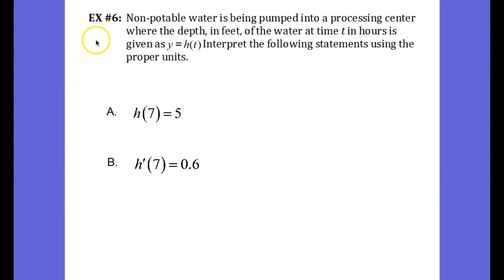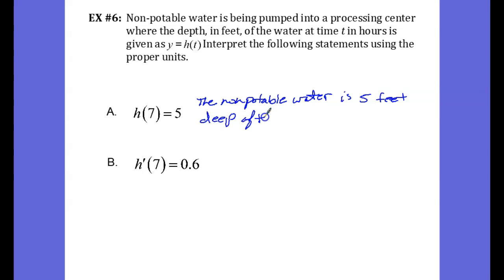Finally, in example number 6, we're told that non-potable water is being pumped into a processing center where the depth in feet of the water at time t in hours is given by the function y equals h of t. Interpret the following statements using the proper units. H of 7 is equal to 5. So this would mean that the non-potable water is 5 feet deep after 7 hours.